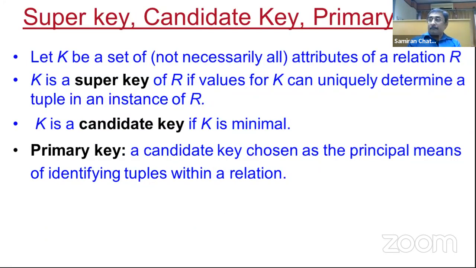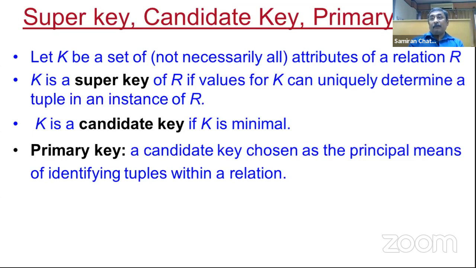This is not the exact perfect definition that you find in the book. Let us assume that a relation, I mean, a table, has a number of columns, so a relation has a number of attributes, and K is a set of some attributes of the relation. It may be all attributes, it may be a proper subset of those attributes. Now, the question is, informally, whether the values of K uniquely determine a tuple in an instance of that particular relation. If it does, then K is a super key.